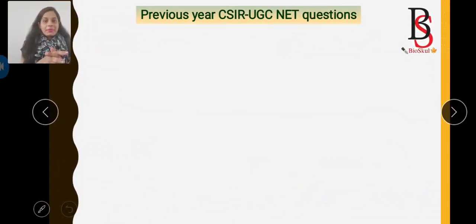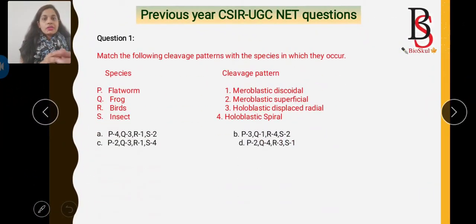So now comes a previous year's CSIR UGC NET question. Question 1. Match the following cleavage patterns with the species in which they occur. P is the flatworm. In the flatworm, which type of cleavage is seen? That cleavage is holoblastic and spiral.